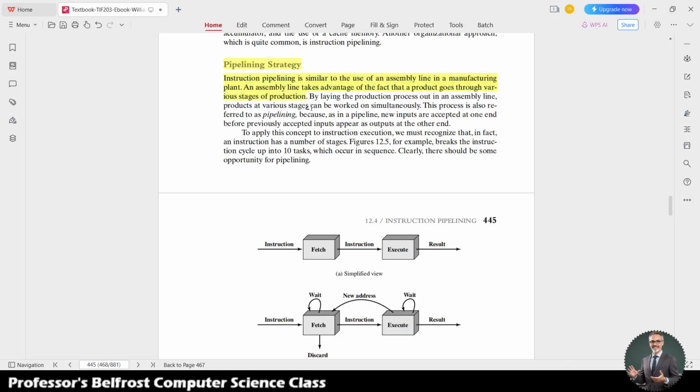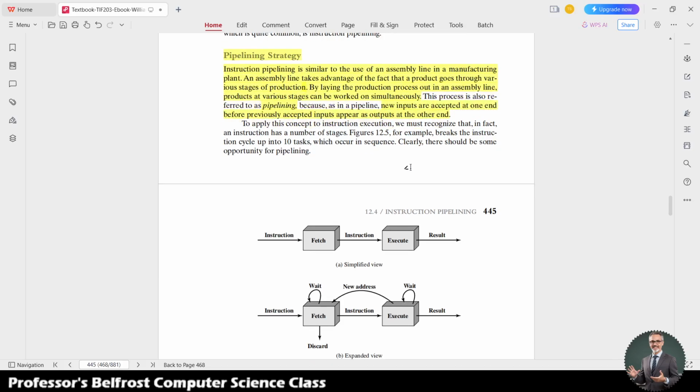By laying the production process out in an assembly line, products at various stages can be worked on simultaneously, and this is what is called pipelining. It is like a pipeline because new inputs are accepted at one end before previously accepted inputs appear as outputs at the other end. So this is very important.